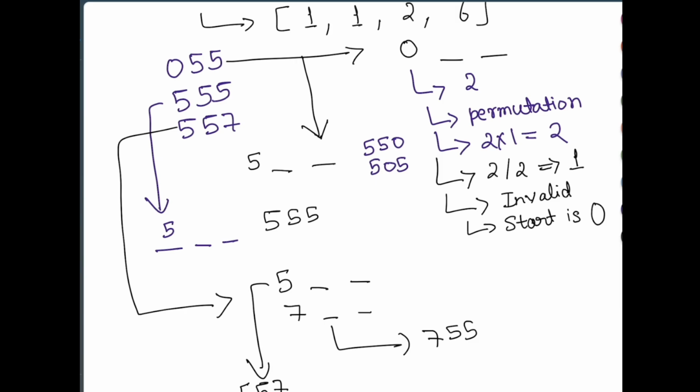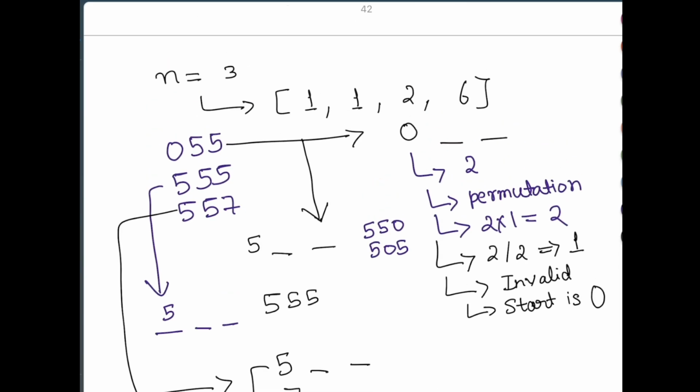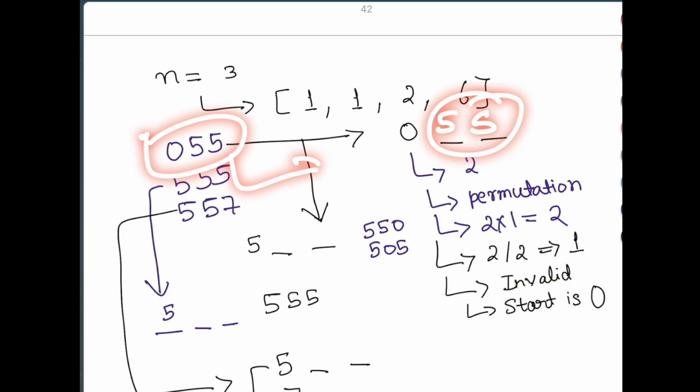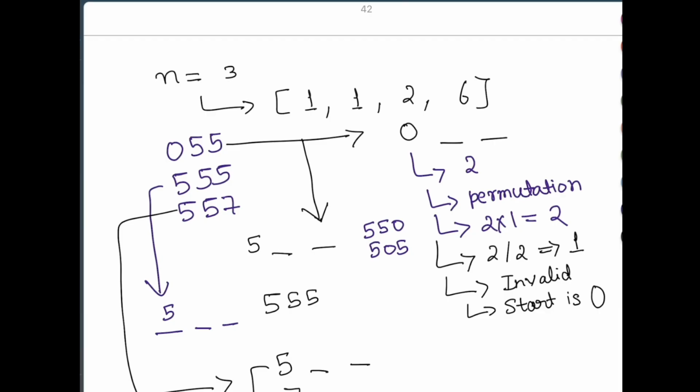And when you count for all, you will get your answer. One very important thing is you cannot start with 0. That's invalid, okay? Starting with 0 means your other number can be 55, and 055 is actually a 2-digit number and not a 3-digit number, okay? So that's the complete explanation for this problem, guys.